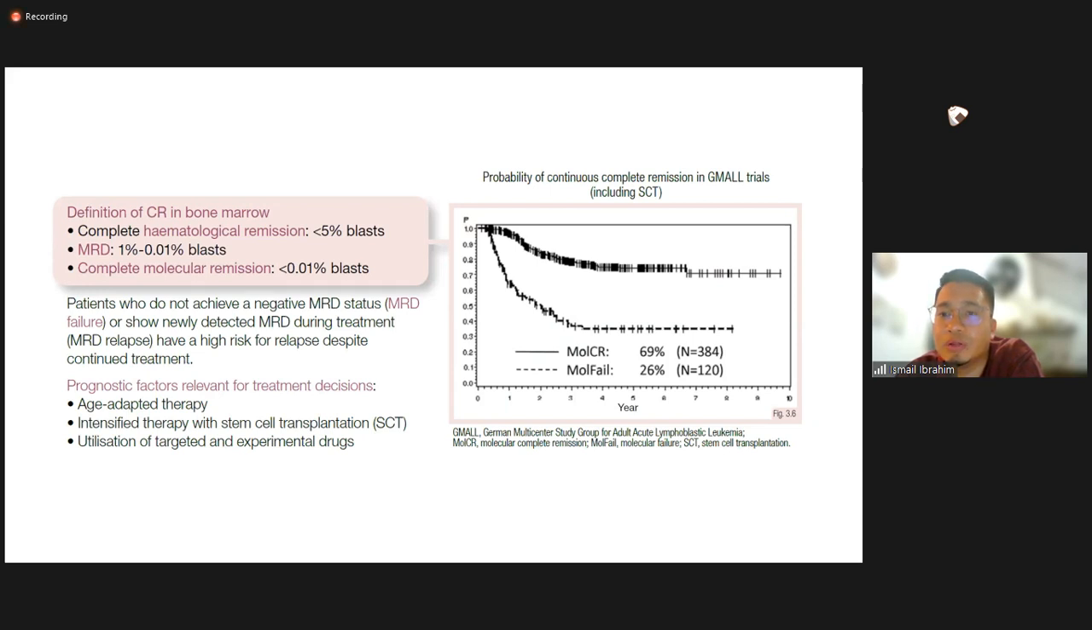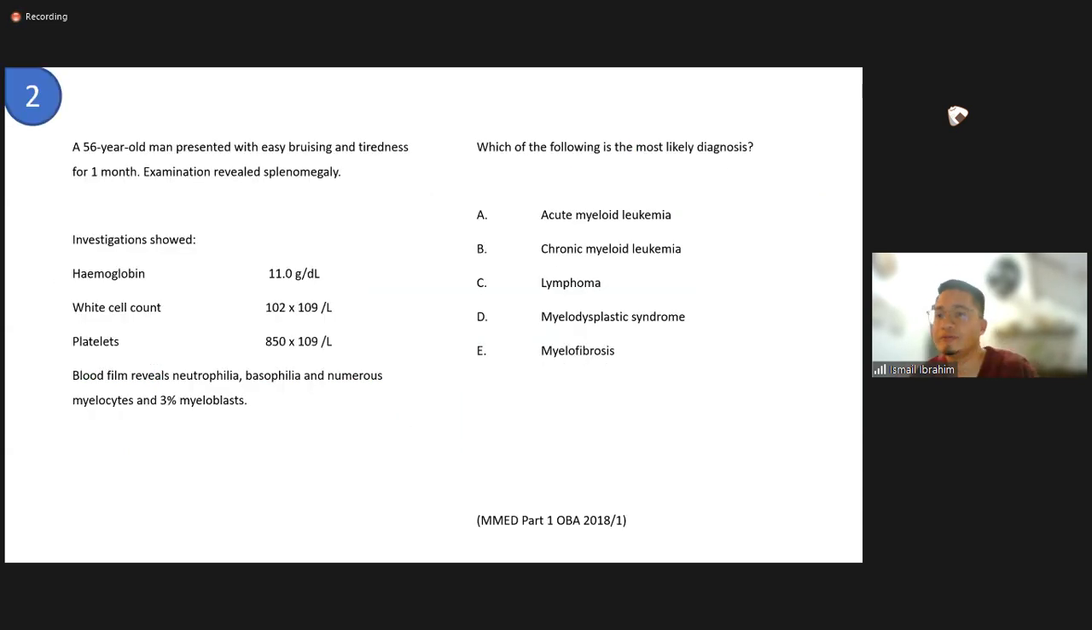And for those patients who are deemed to be high risk, we're going to offer them to undergo allogeneic stem cell transplant to secure a better prognosis and secure lower risk of disease relapse. Okay, any questions about ALL?